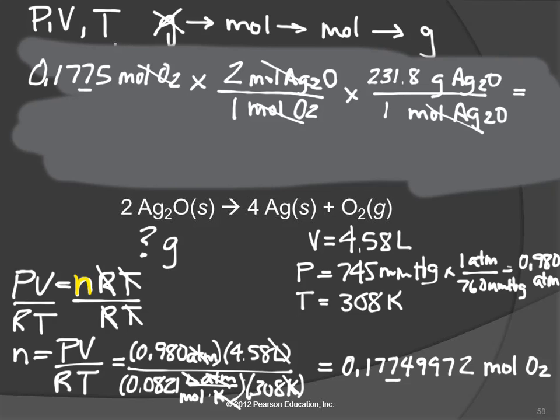So 0.1775 times 2 divided by 1 times 231.8. I'm going to round this to 3 sig figs because that's what all my numbers had to start with. So 82.3.